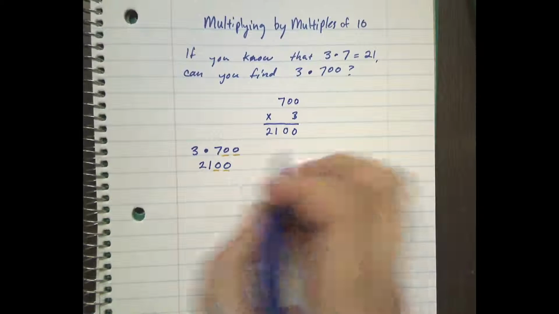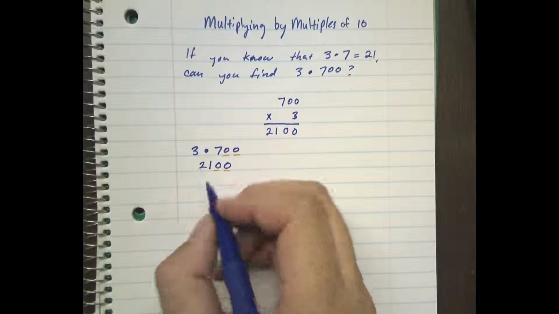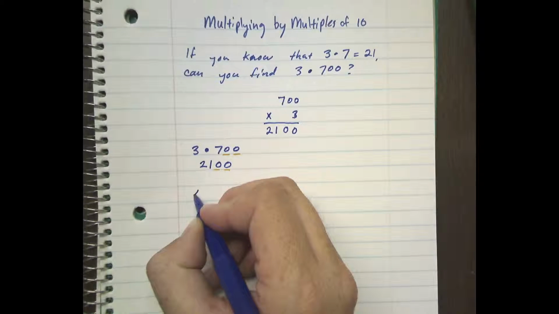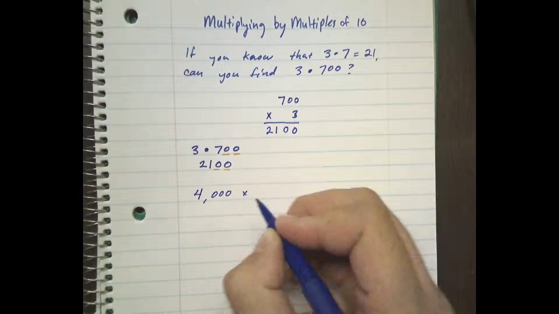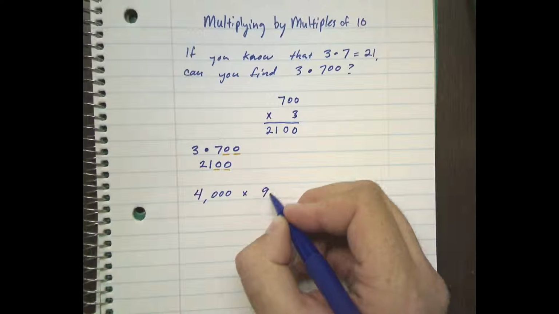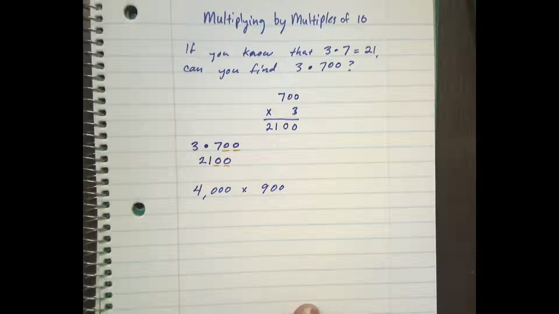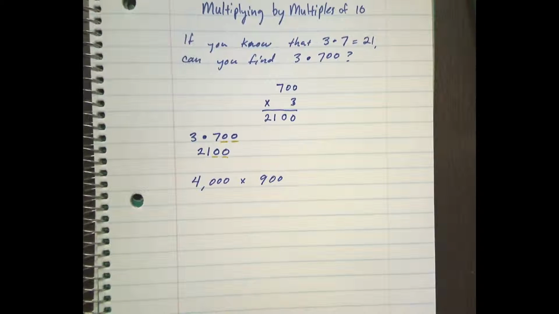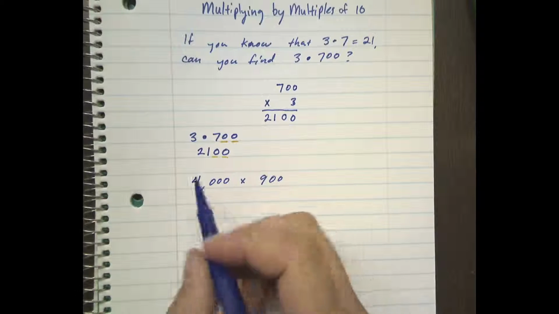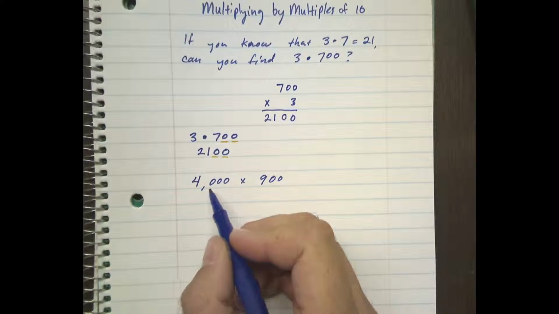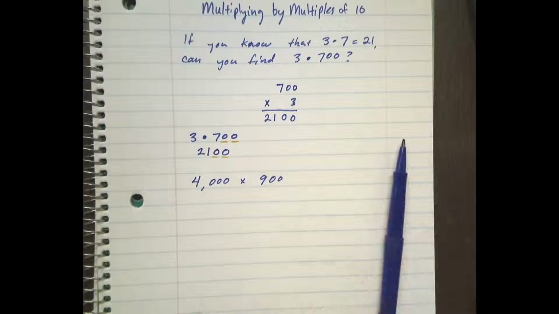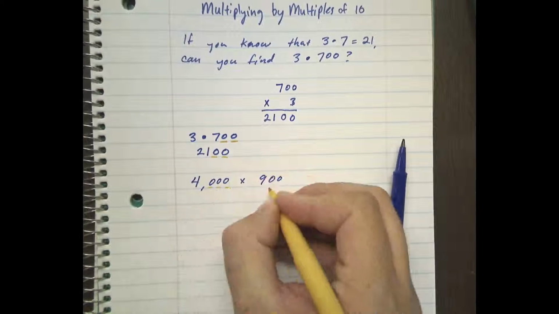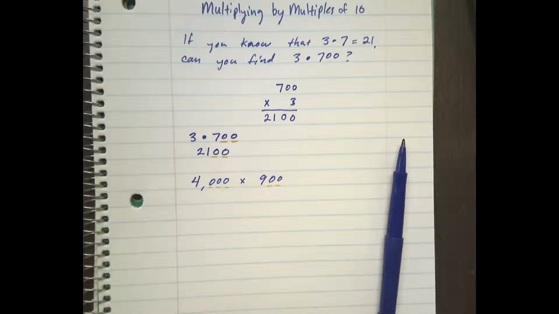So let me give you another example. A second example would be, let's try a little bit harder. What is 4,000 times 900? Whoa, those are some big numbers. But I'm going to show you a quick little shortcut. Again, I'm going to take a look and notice something. Well, there's a lot of zeros here, and I'm just going to count up the zeros. So I have 1, 2, 3, 4, 5. So I have 5 zeros.